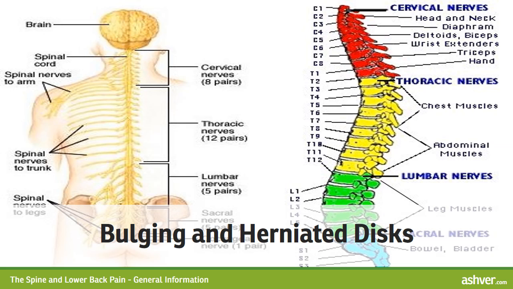Bulging and herniated discs. More serious forms of back pain include bulging and herniated discs. Remember how the disc material moves posteriorly, towards the back of the body, when the spine bends forward. This is why lifting with your legs instead of your back is so important.